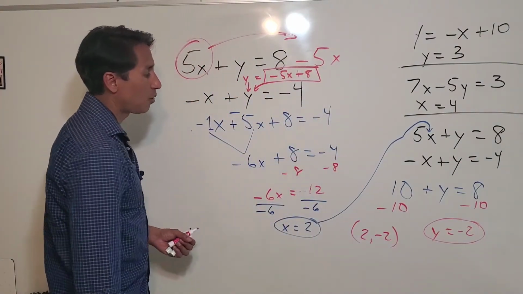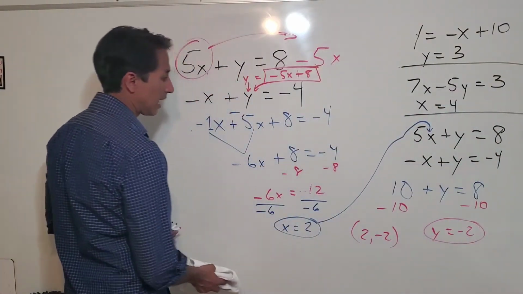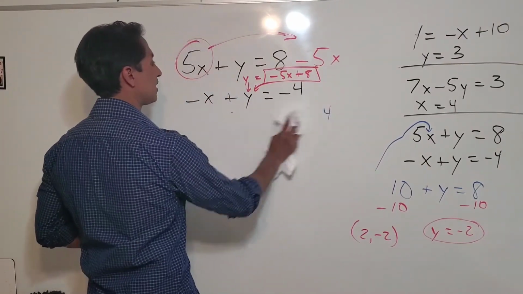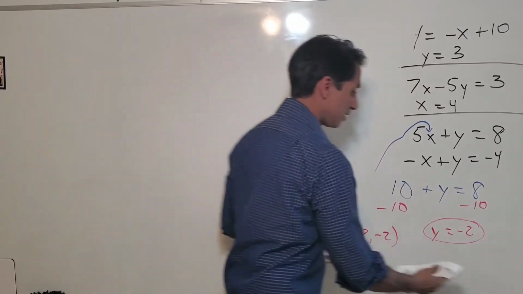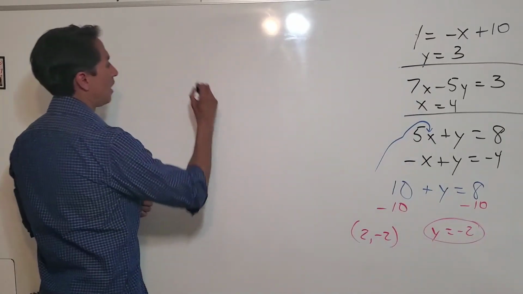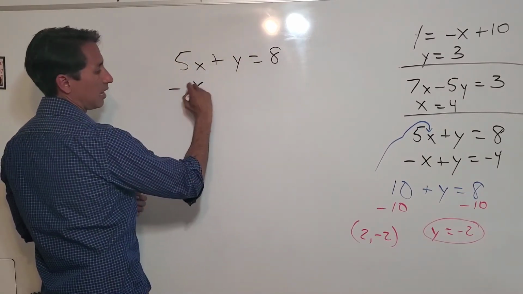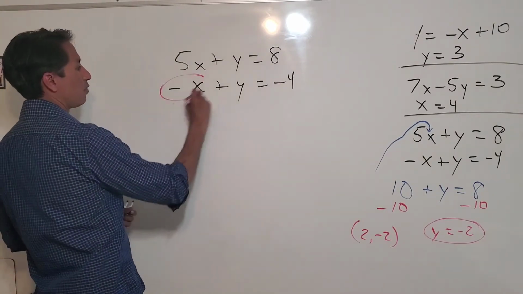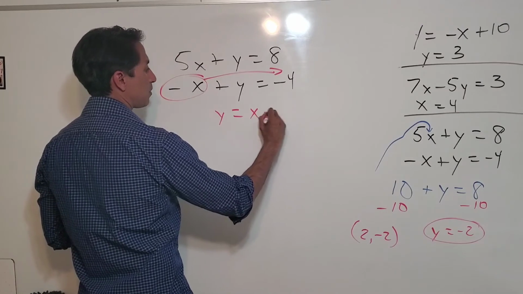Okay, so let's go the other route because I just want to show that that's going to work as well. Let me erase all this. You know what? I'm just going to rewrite the whole thing because I think that's going to be faster. Let's see here. 5x plus y equals 8. Negative x plus y equals negative 4. Okay, we're going to move this guy over. So I get y equals x minus 4.